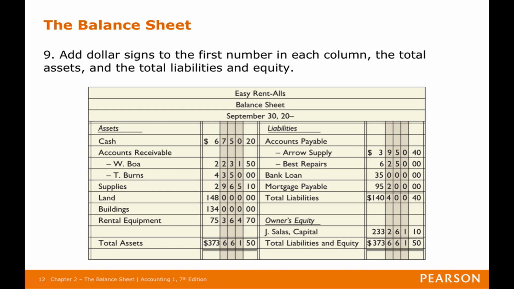We need to add dollar signs to our balance sheet. Dollar signs get added to the first number in each column, in this case cash on the left and Aero Supply on the right, and they have to be added to any of the total values, so total liabilities, total assets, and total liabilities and equity. And that's it. That's everything you need to create a balance sheet.